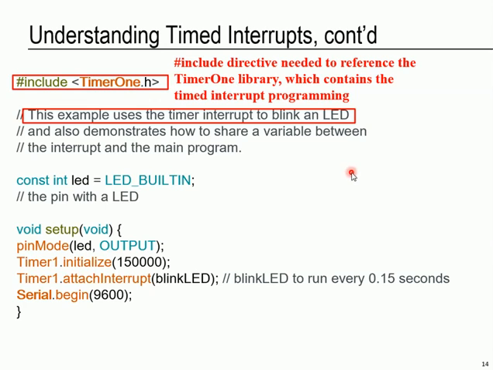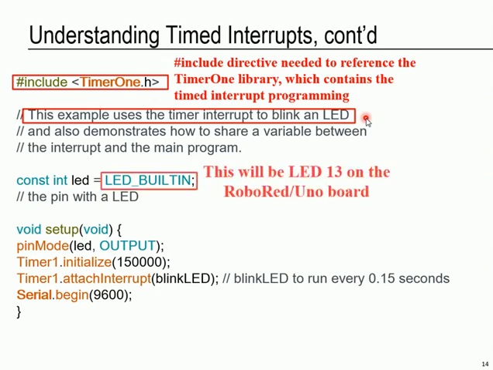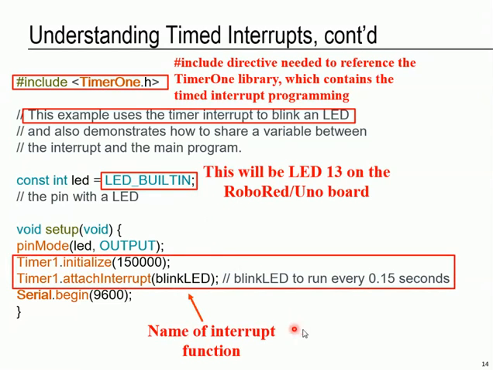Next, we're explaining what this example does. Basically, a timer is blinking an LED, timed interrupt. Which LED? This is a keyword we haven't seen before, but this is the literal spelling that's recognized by the Arduino compiler. This says the built-in LED, which is number 13 on the boards that we're using, that's the one that's going to be blinking. How often will it blink? Every 150,000 microseconds, or every 0.15 seconds.